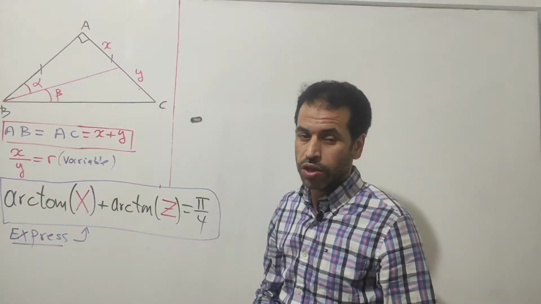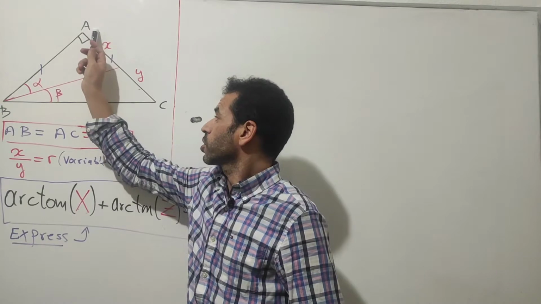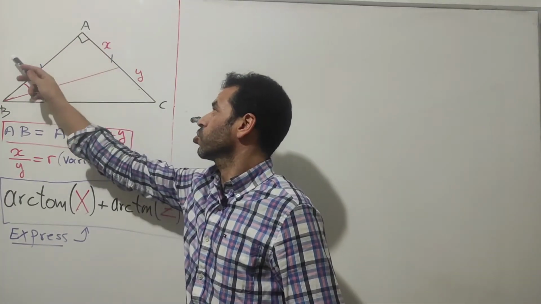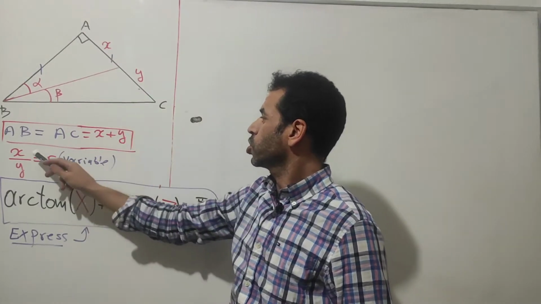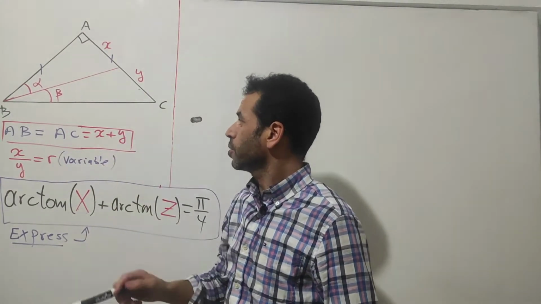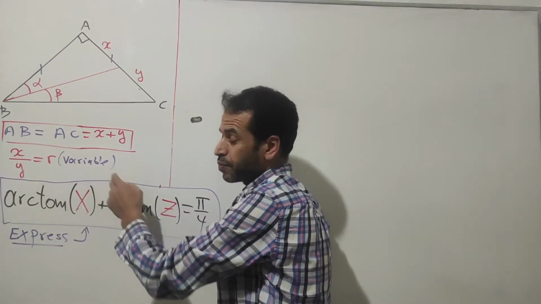Today's video brings you a very nice geometry problem. Here is the following triangle. It is a right triangle at point A, and also an isosceles triangle. We have the distance AB equals AC, which equals X plus Y. We get this equation: X over Y equals R, as a variable.